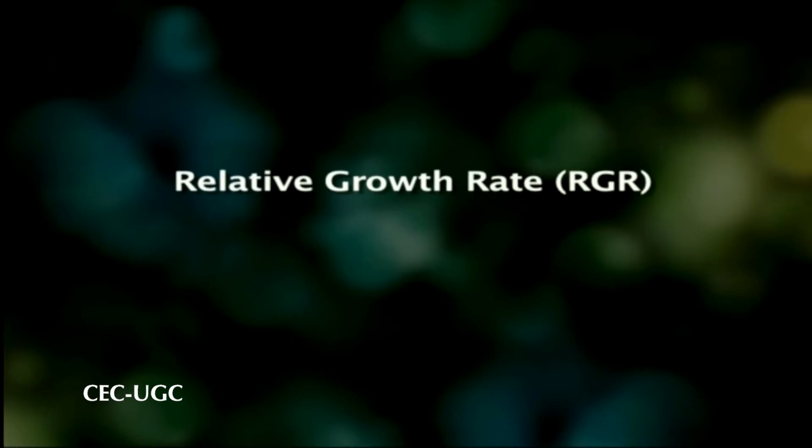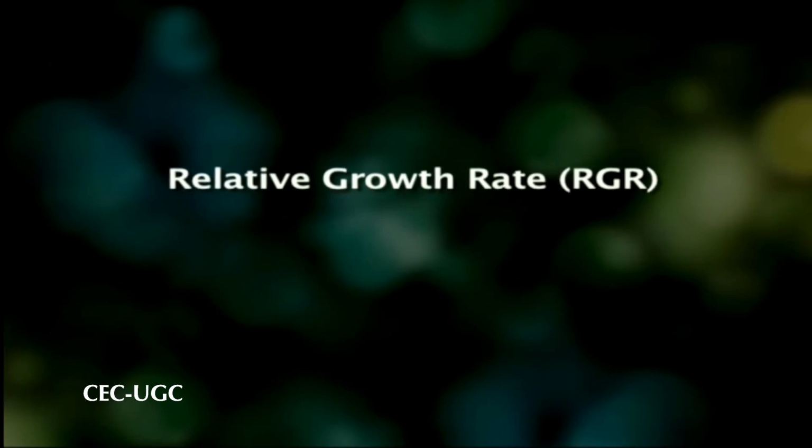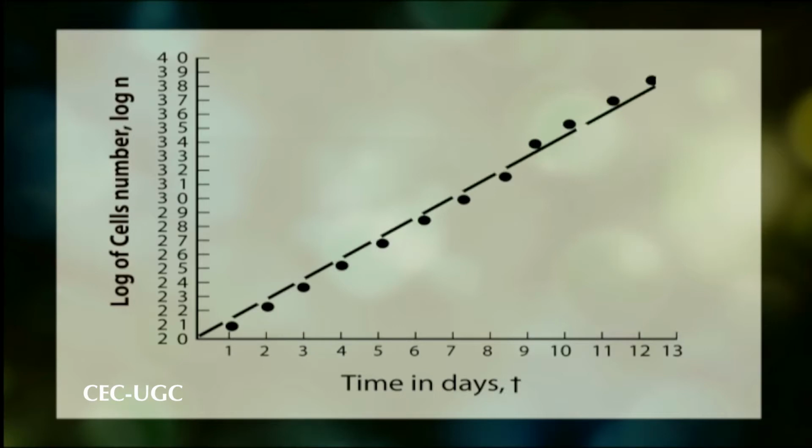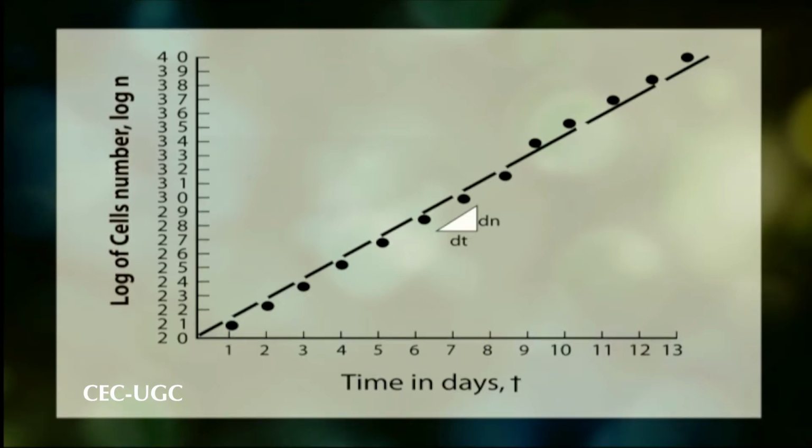Next, we have relative growth rate. If you plot the logarithm of growth, that is size, mass or number, versus time, a linear line is obtained. If you calculate the slope of the line, you get the relative growth rate, which is the change in relative growth over time. Since the line is linear, you get the same RGR regardless of which time interval is chosen to calculate the slope.